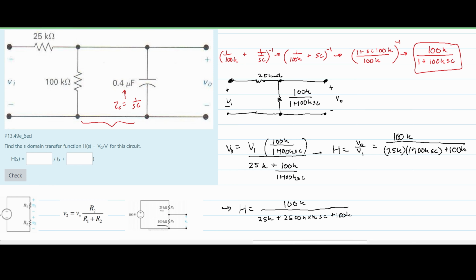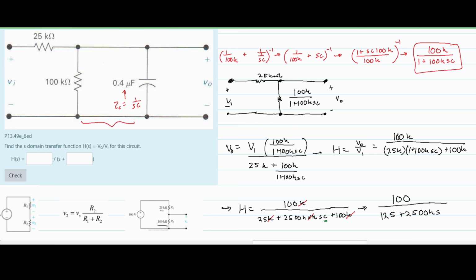Now in here, we can see that our K's can be canceled out. We have a K in all of these. Next, what we can do is add the like terms. So we're going to have 100 divided by, we have this 100 plus this 25, and that's going to give us 125, plus this 2500K times S, and we have this C in here.